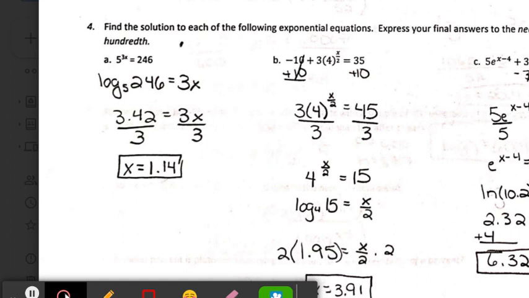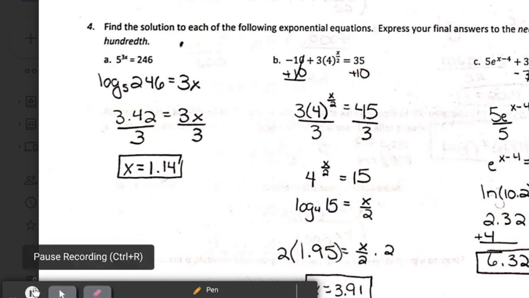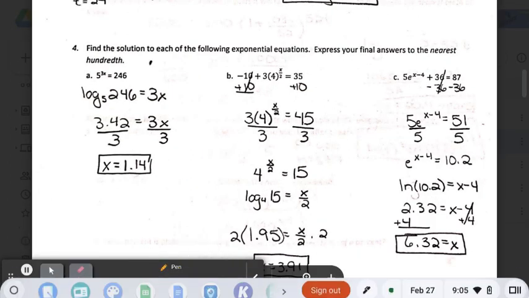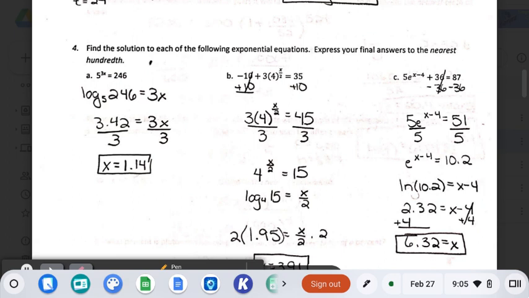So you put that in log form. Oh no, it's not letting me pick my orange. Come on. Okay, now I've killed my screen. So sorry for the messy writing.